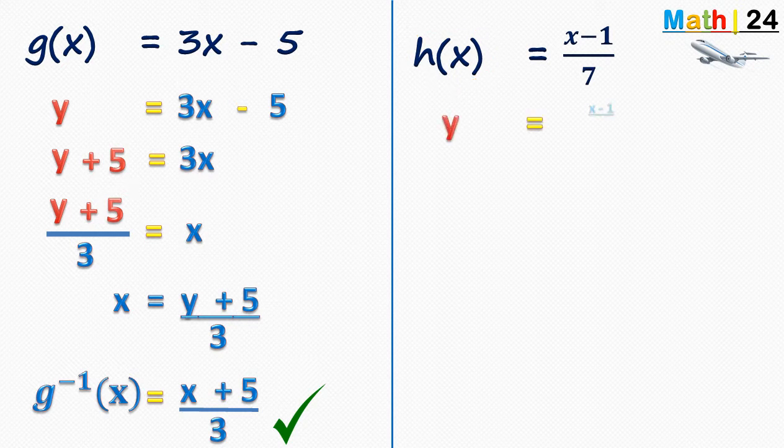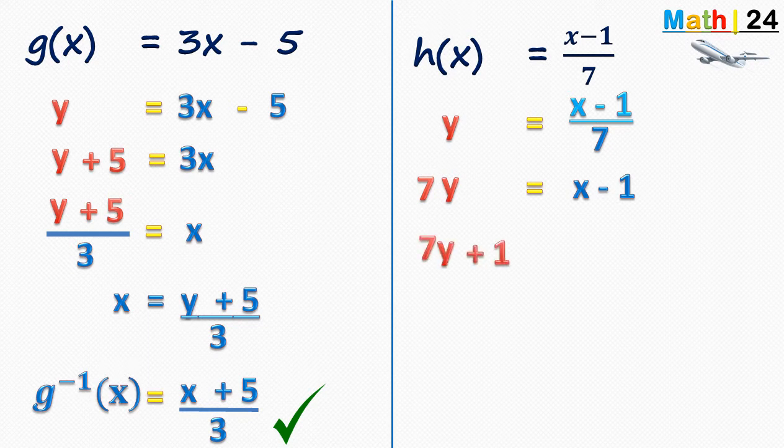So we have y equal to x minus 1 on 7. We first of all multiply both sides by 7, and we will have 7y equal to x minus 1. The next thing is to carry the 1 to the left hand side, and the sign changes from minus to positive, and we are left with x on the right hand side. So we can swap the sides to have x equal to 7y plus 1. The sign does not change because we completely swap the sides.